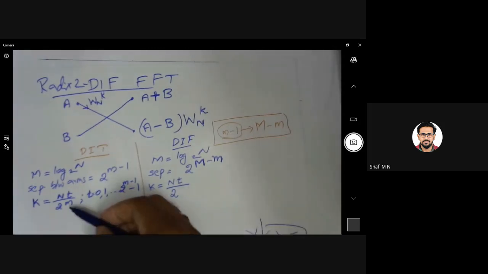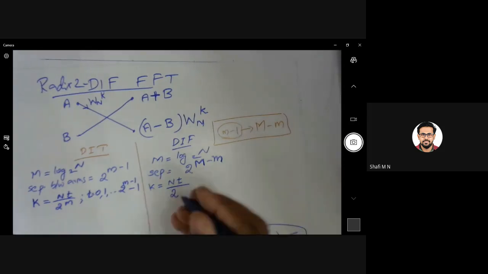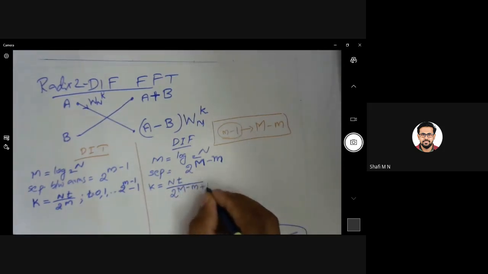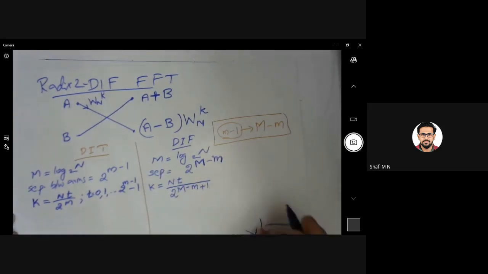So 2 raised to m has to be replaced with m, and the minus 1 in the RHS. So 2 raised to capital M minus small m plus 1. So this is the equation. Either you can learn this by heart, or if you are comfortable with this, just do the substitution. That's it. So this is how you can calculate K.